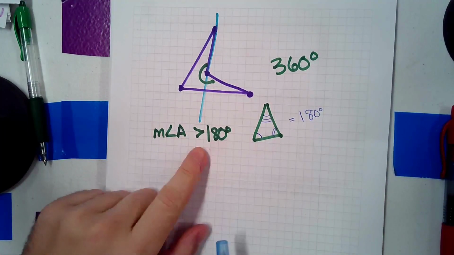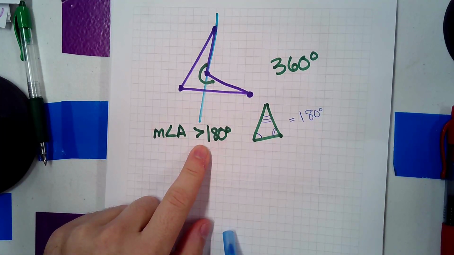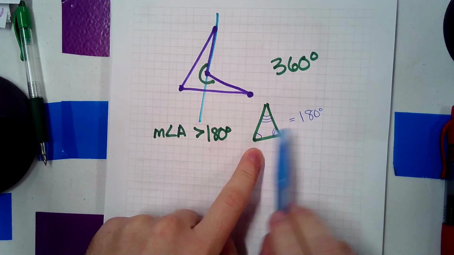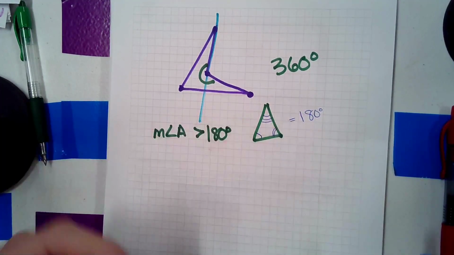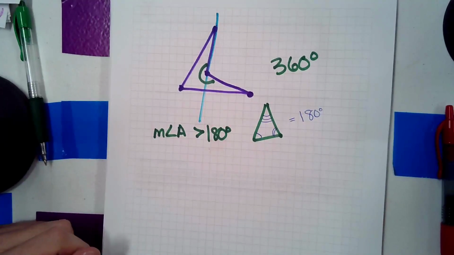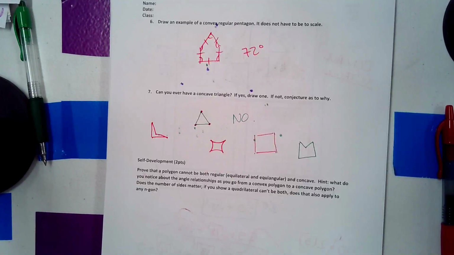They add up to 180. So can one of the angles be greater than 180? No, right? Because it has to equal 180 with all the others. If one's bigger than 180, we already, blackjack, we busted, right? So it's impossible. That's fun.